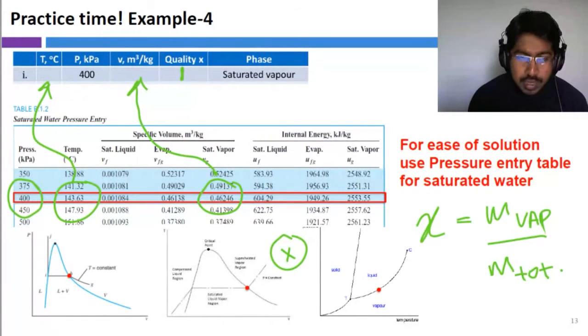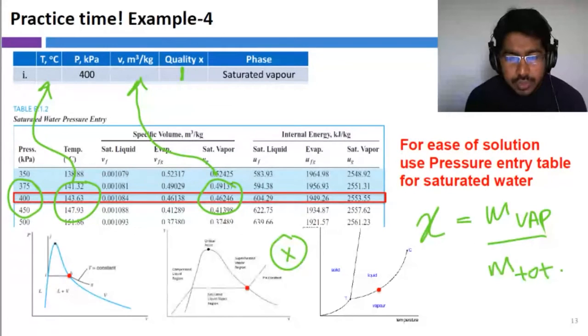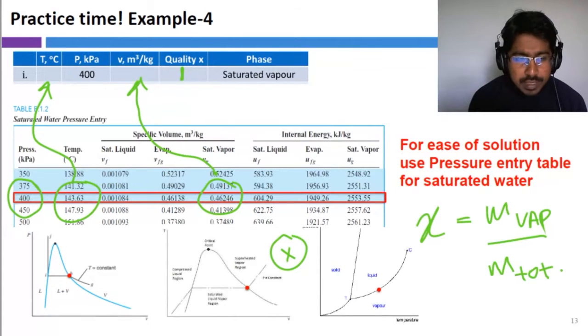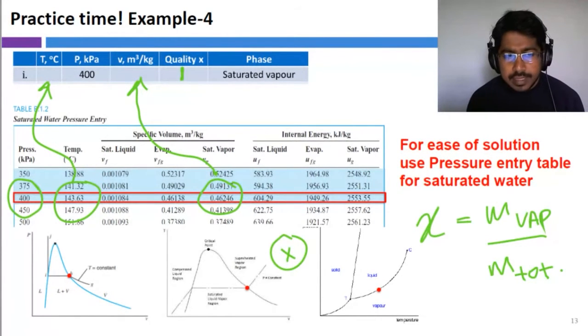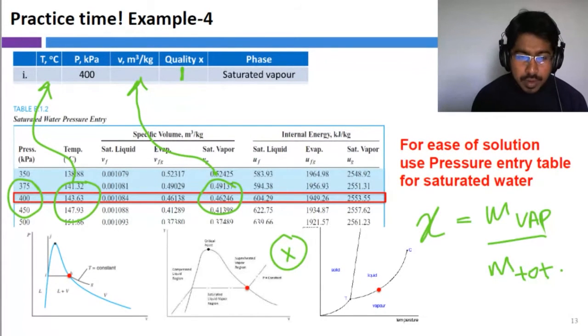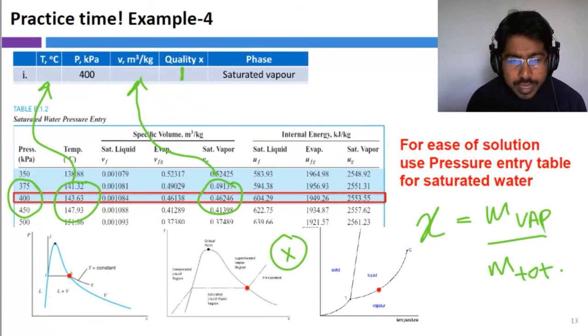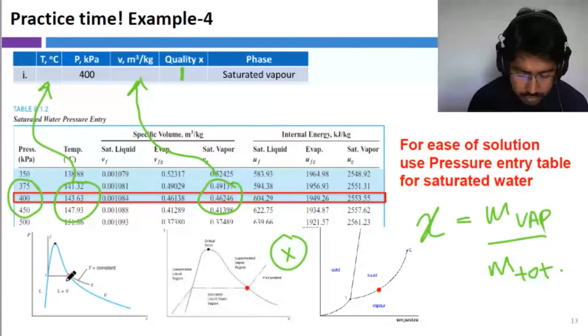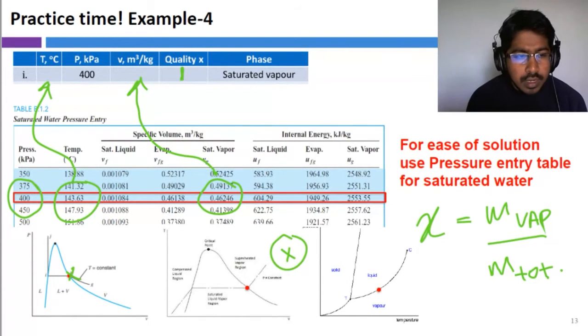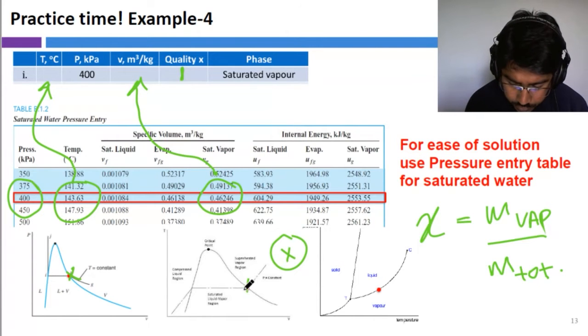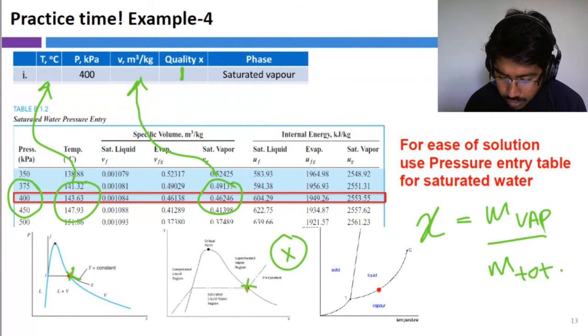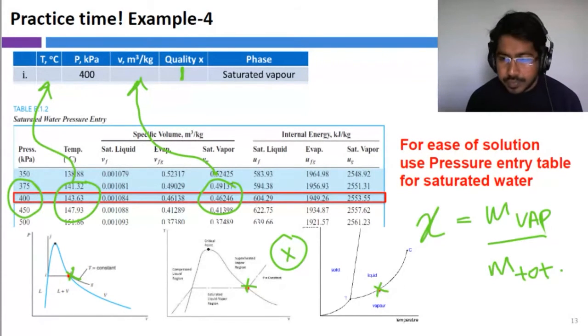So now, for every question we do, I suggest you do this all the time. Every question we do, please, in PV diagrams, mark isothermal lines. In Tv diagrams, mark constant pressure lines or isobaric lines, and try to locate your data point, right? So try to locate this point. Like in this case, it's going to be on the saturated vapor line, and again here as well the same idea. And on the TP diagram, it's going to be on this line.